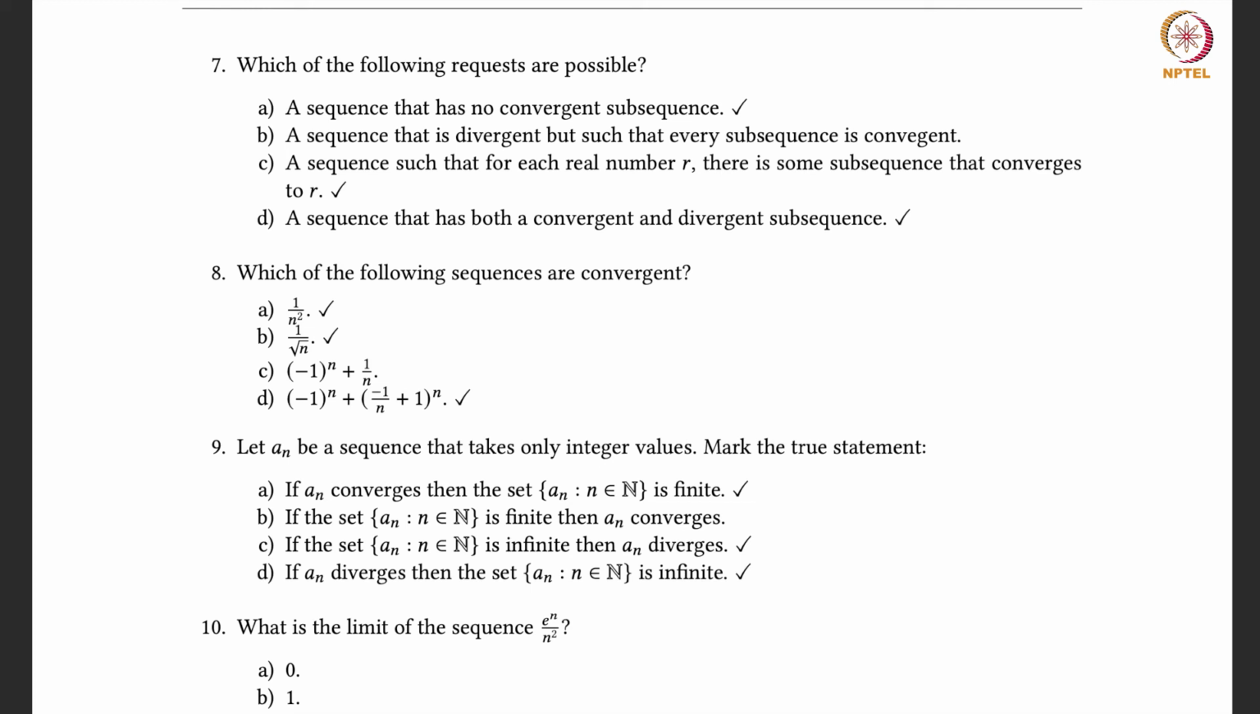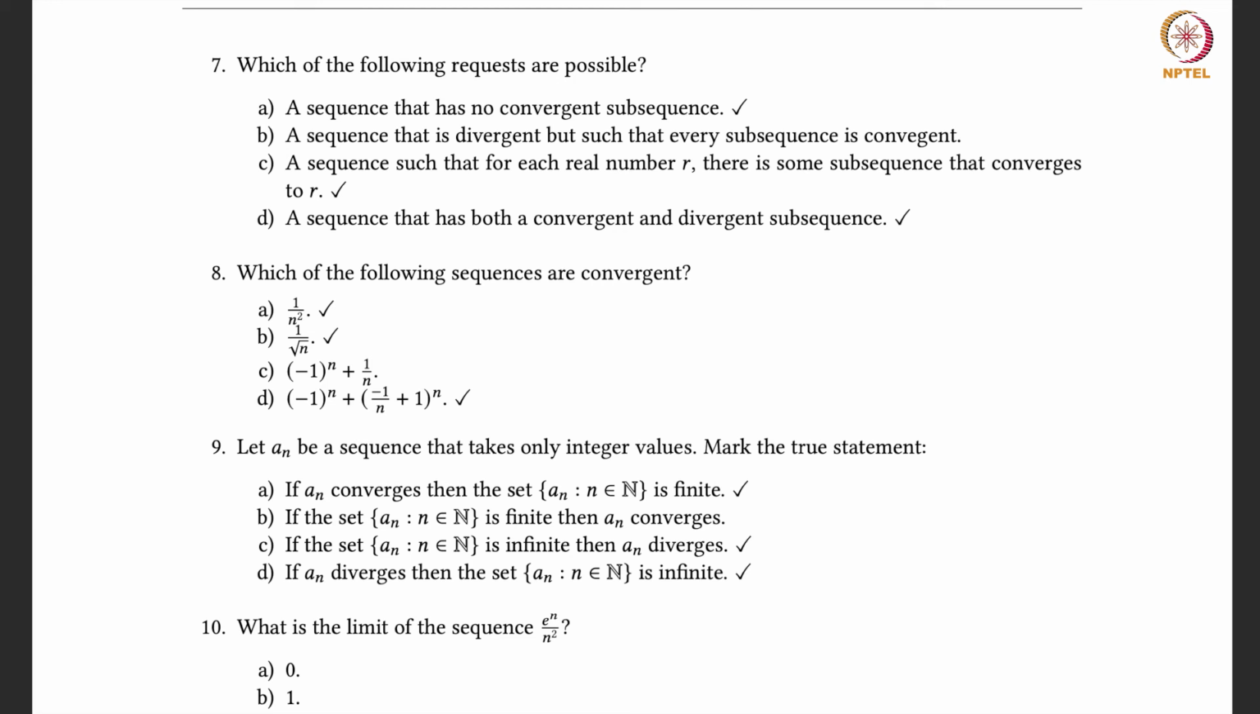Never say something like a sequence converges to infinity. That makes absolutely no sense. A sequence can diverge to infinity. It can never converge to infinity. B: A sequence that is divergent but such that every subsequence is convergent. Well, this is a contradiction in terms actually. If every subsequence is convergent, then the trivial subsequence, that is the sequence itself, is also convergent. Therefore, this is simply not possible.